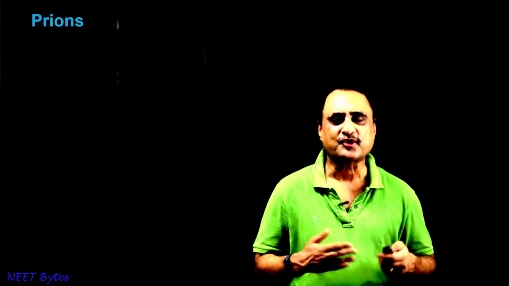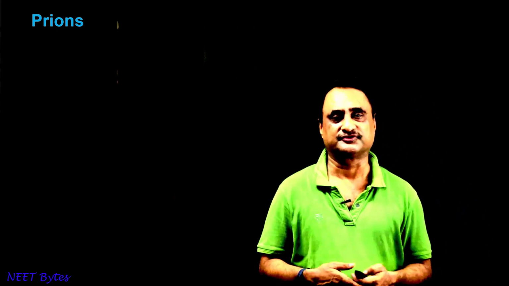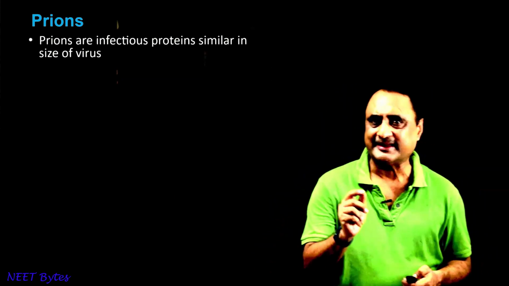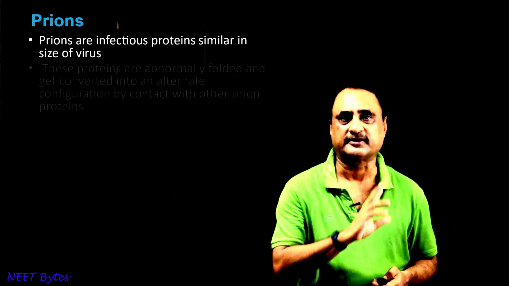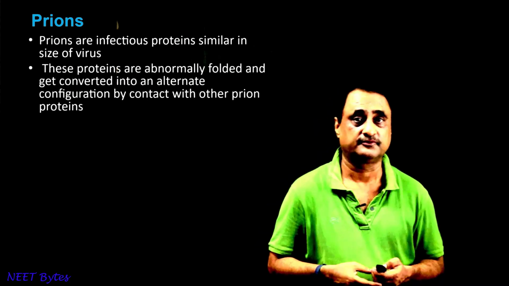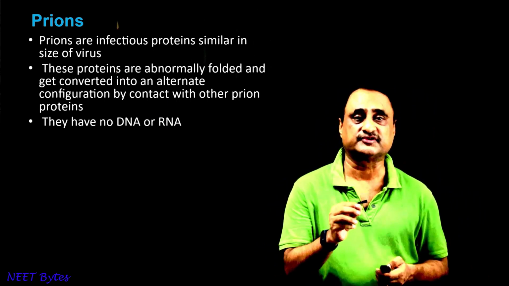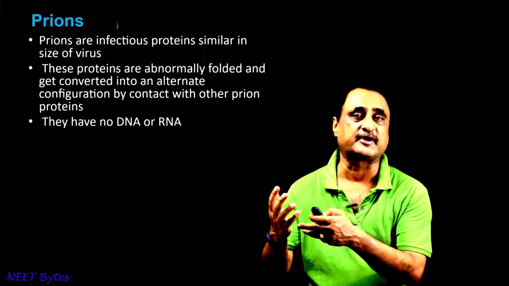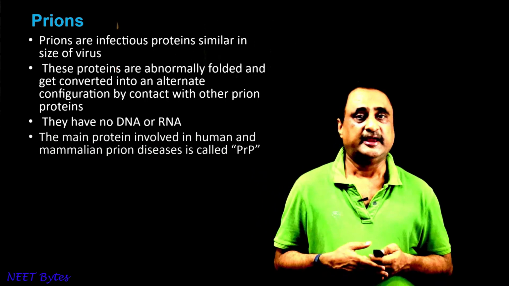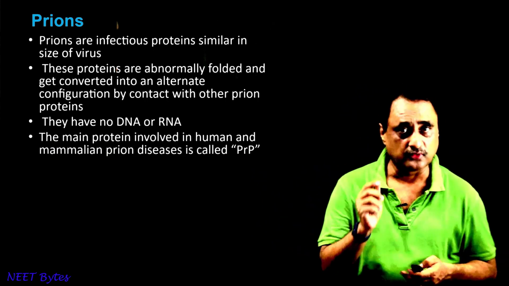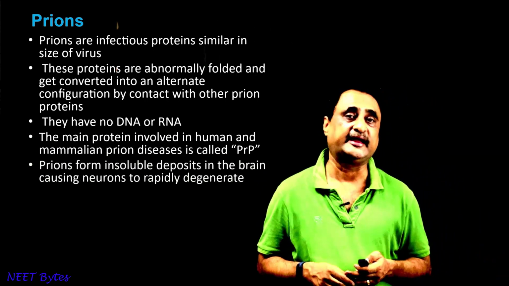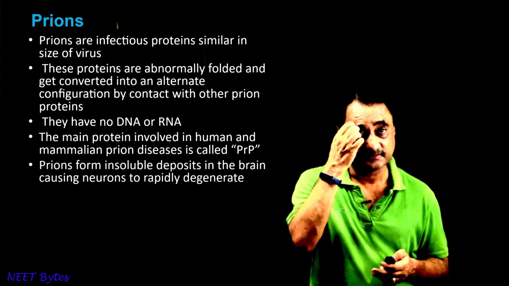Okay. Let's talk about prions. What are prions? Prions are infectious proteinaceous particles. They don't have any genetic material, right? So what happens? These proteins are abnormally folded structures, and once they come in contact with other prion proteins, those also get folded. They don't have any genetic material. They are only proteinaceous particles, right? And they cause diseases.